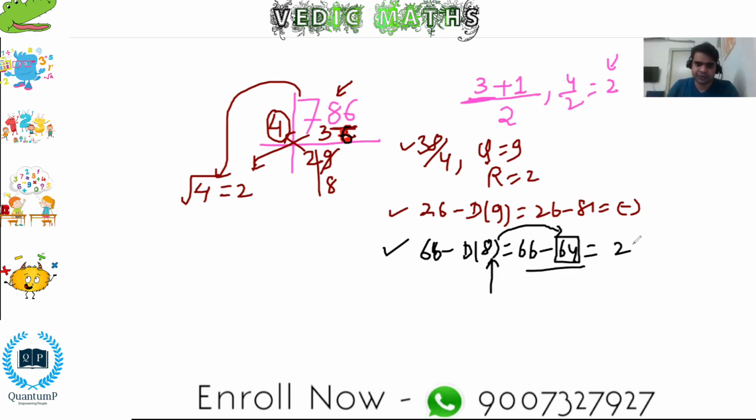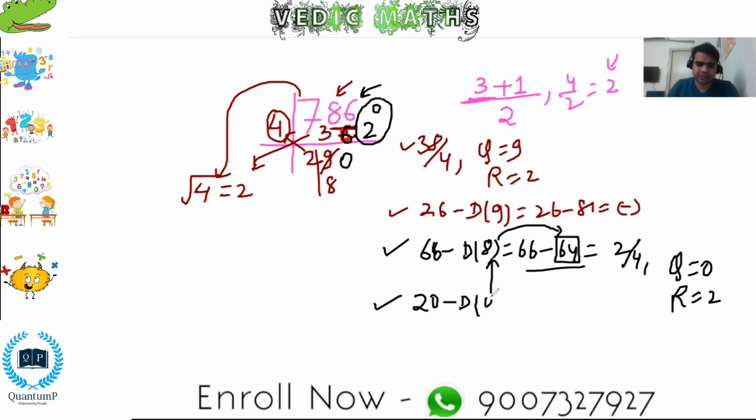So 2, this 2 will be divided by 4. Quotient is 0, remainder is 2. After this 6 there is nothing, so I'll put 0. This is 20. So we'll do 20 minus duplex of 8, 0, which is 0. 20 minus 0 is 20. 20 by 4, quotient is 5, remainder is 0. So we'll again put 0.